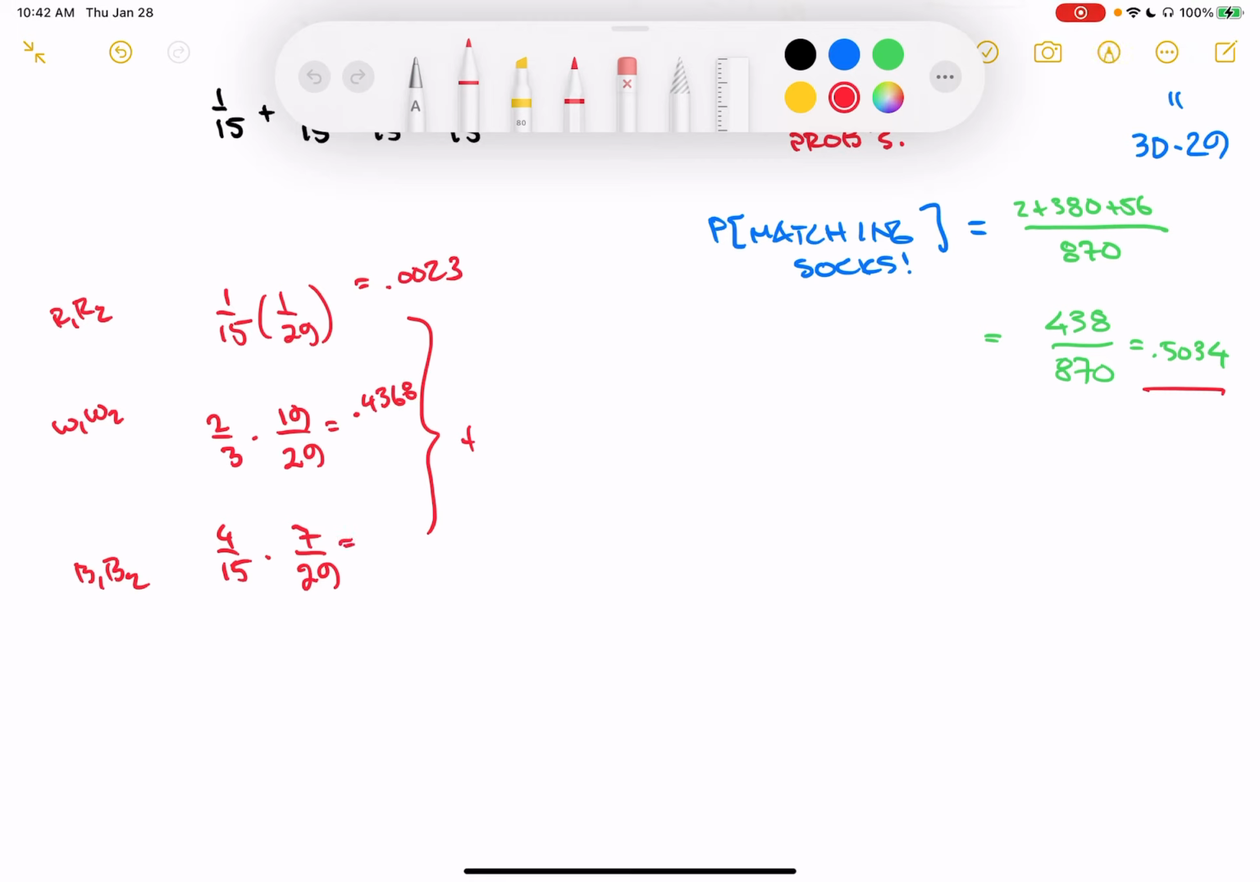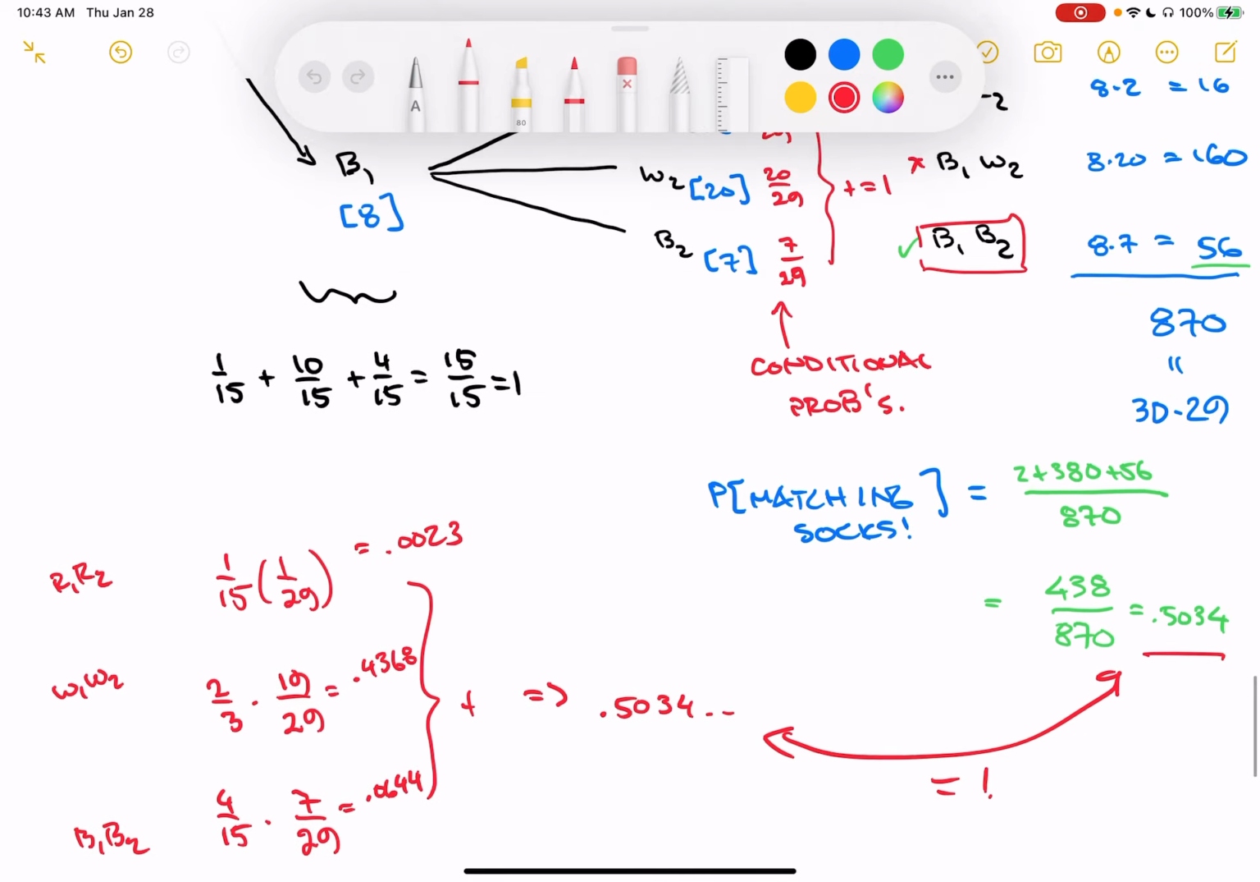The blue blue is going to be something like 4 times 7. That's going to be 28. And then I am going to go ahead and divide by the 15, and divide by the 29, and that gives me 0.0644, something like that. Now, if I take that 0.0644 and put in that 0.4368 and add it in, and then I take that 0.0023 and add that in, I end up getting the whole thing summing up to 0.5034, just like I had before when you take account of all the rounding. So both of those equal one another as we would have expected.